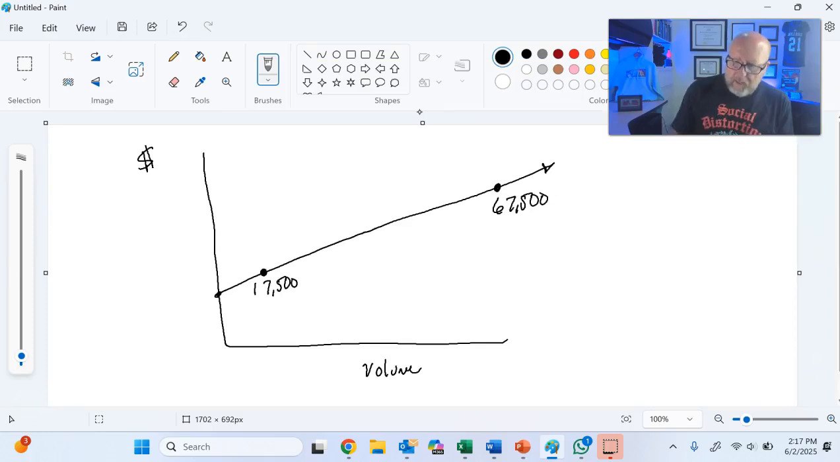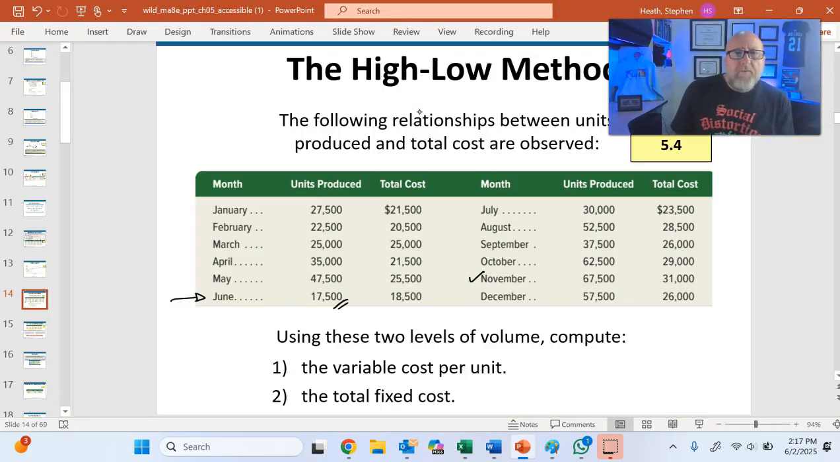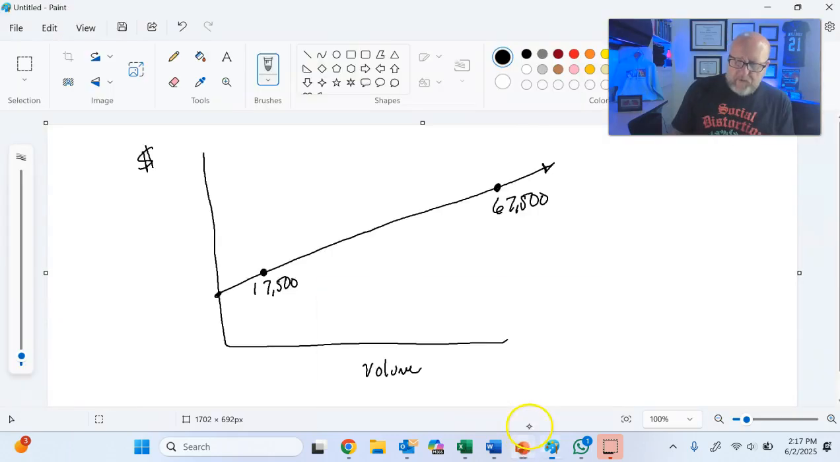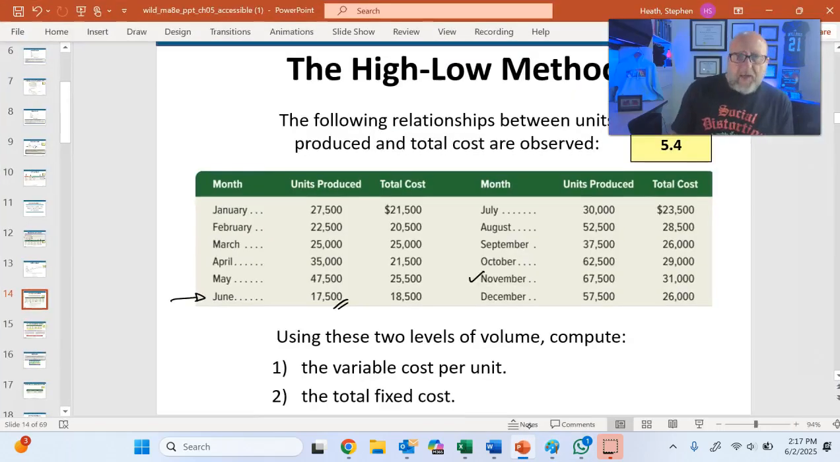And then the associated cost, I'm going to just do up above. The associated cost, $18,500. I'm just going to put dollar signs there. And then I am going to take the high cost, which was, hey, $31,000. Interesting.